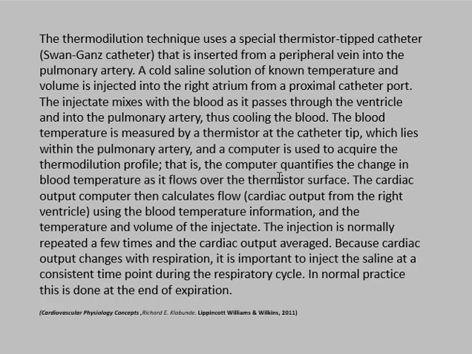The computer quantifies the change in blood temperature as it flows over the thermistor surface in almost the same way as that dye concentration time curve of the original Stewart equation. The cardiac computer then calculates flow and, of course, is calculating cardiac output from the right ventricle using blood temperature information and the temperature and volume of the injectate. These are the only 3 variables. The injection is normally repeated a few times and the cardiac output is averaged.